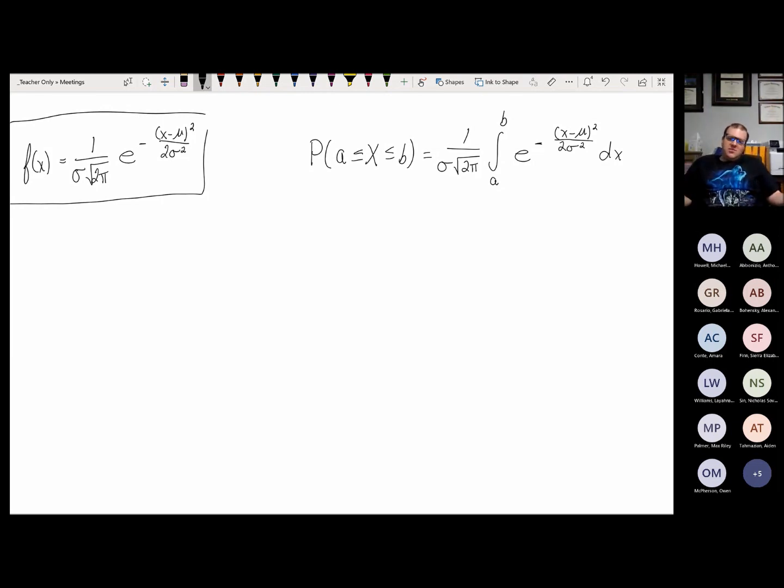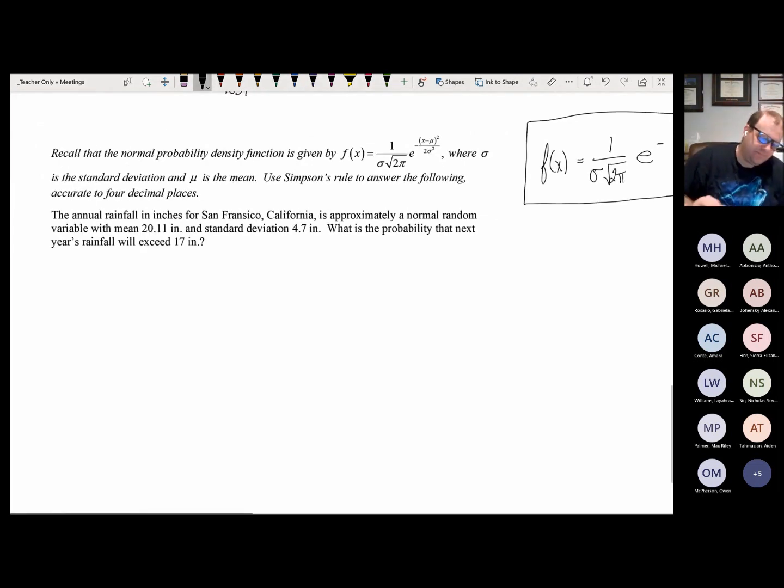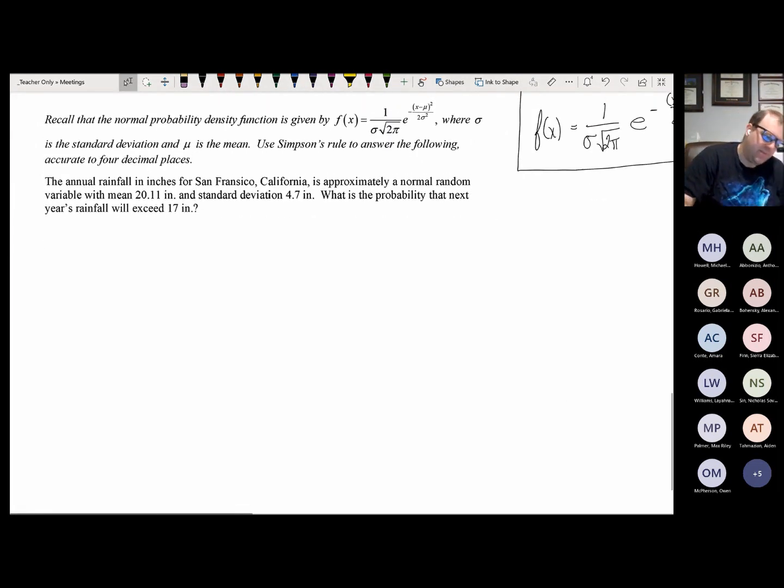Right. Now, in an intro stats course, if you've taken intro stat, you are given a z-chart, right? And what you did in that course is you would just read from the z-chart to get your probability. What we're going to do is use Simpson's rule. Right, so we're going to do numerical integration to evaluate these types of integrals. And again, rule of thumb, 4 decimal places.